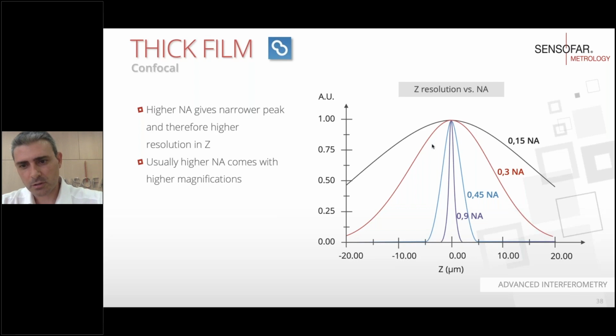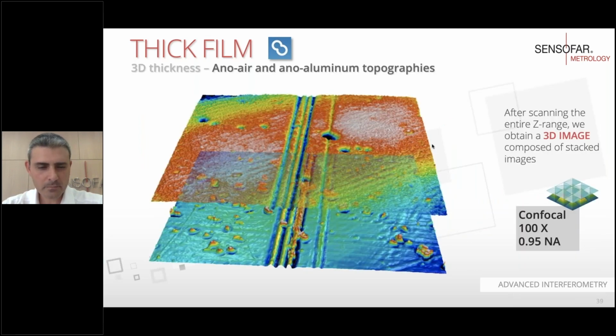The numerical aperture is playing a huge role in confocal microscopy, because if you want to measure very thin layers close to the 1.5 micron limit we were talking about before, we need to go to the highest possible numerical aperture to get the narrowest possible axial response. And this is achieved by using 0.9 or 0.95 numerical aperture optics that belong to 100x and 150x magnification.